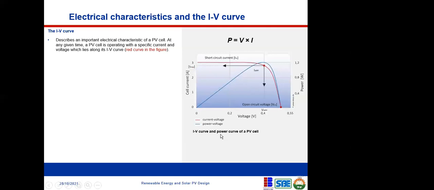Okay, so now there's a graph for us to go into more detailed analysis of P is equal to voltage times current. We call this the electrical characteristics and the IV curve. IV means current-voltage curve. The current-voltage curve describes an important electrical characteristic of a PV cell. At any given time, a PV cell is operating with a specific current and voltage, which lies along its IV curve, which is the red line.